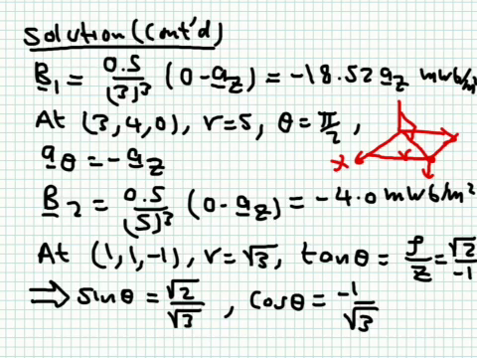So now we can go back to the expression that we had. With r equal to 5, cosine theta is 0 because theta is equal to pi over 2. Sine theta is 1, but a theta is minus az. So you get minus 4 milliwebers per meter squared.